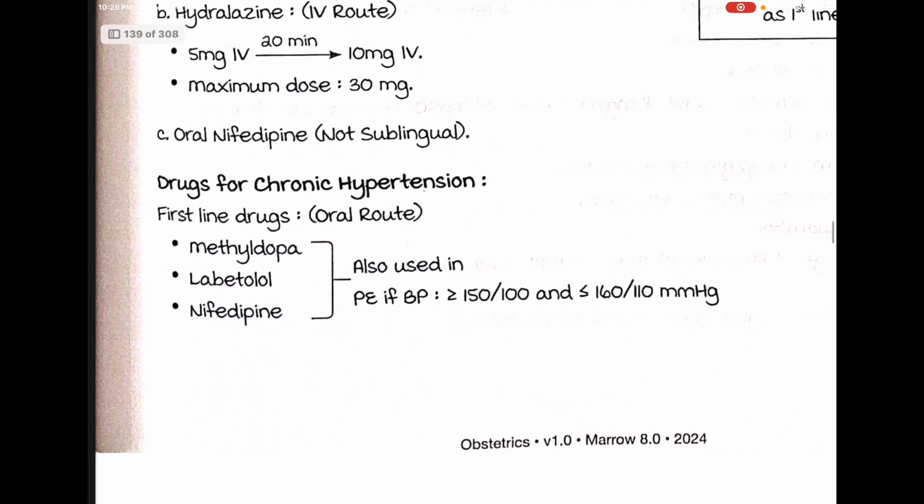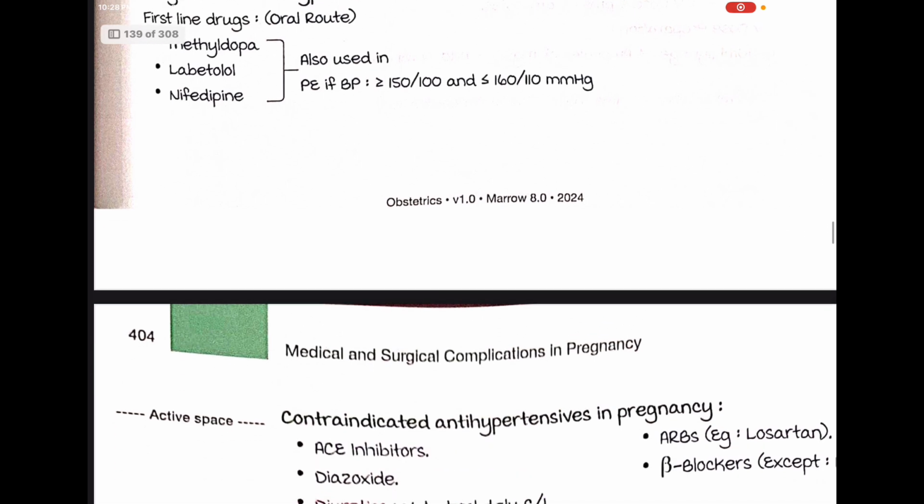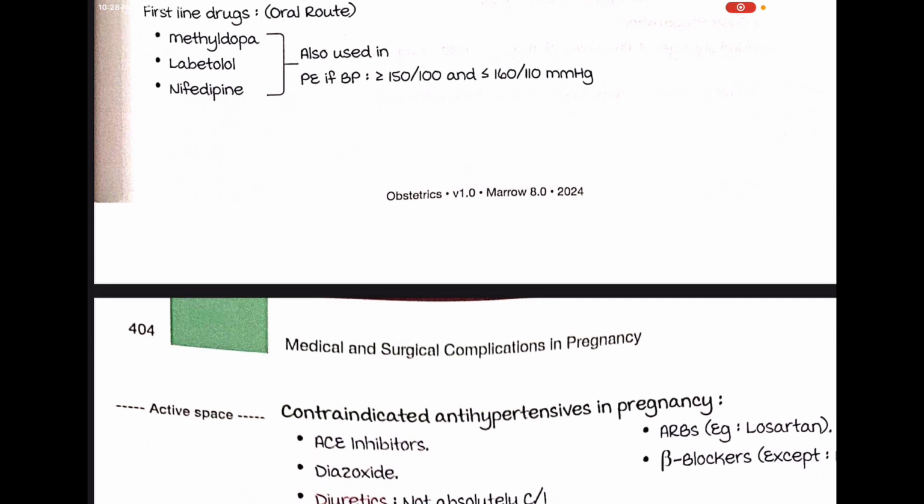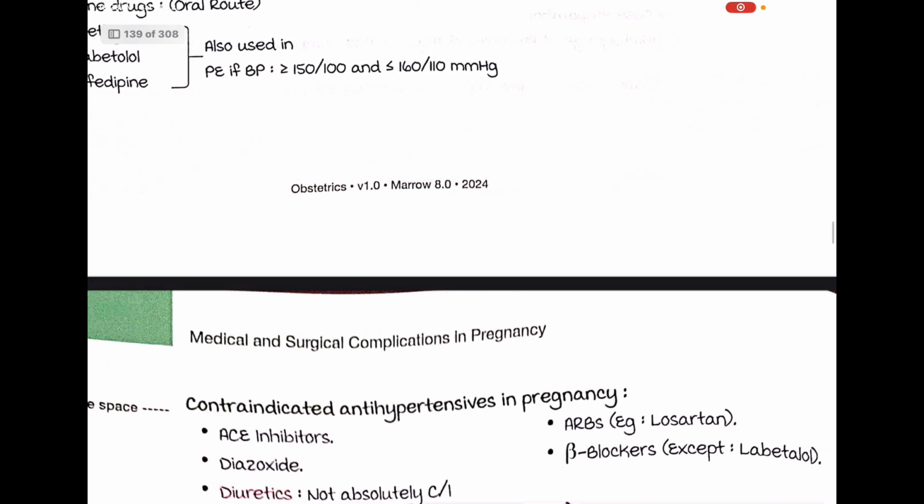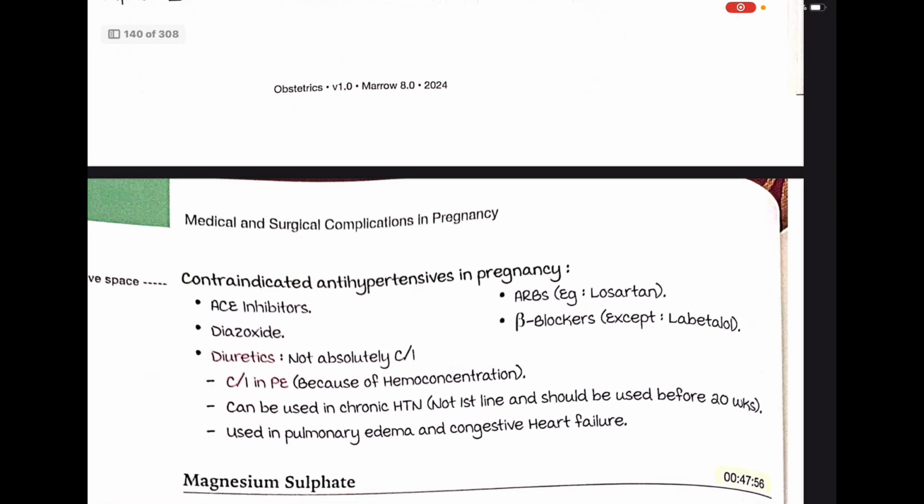Drugs for chronic hypertension. First line drugs, oral route: methyldopa, labetalol, nifedipine. Also used in preeclampsia if BP is more than or equal to 150/100 and less than or equal to 160/110.